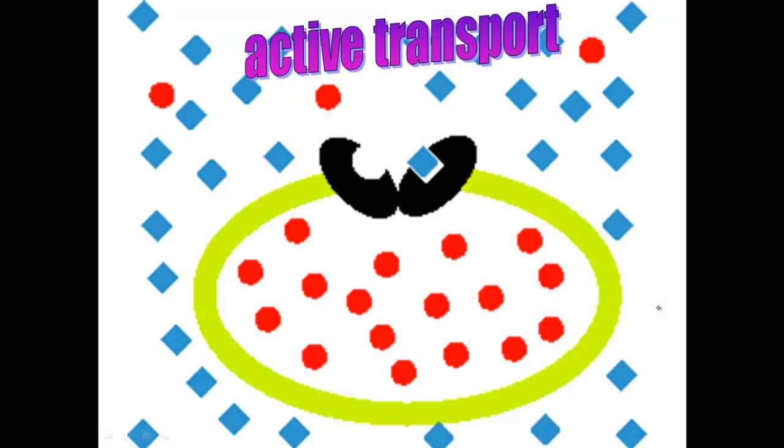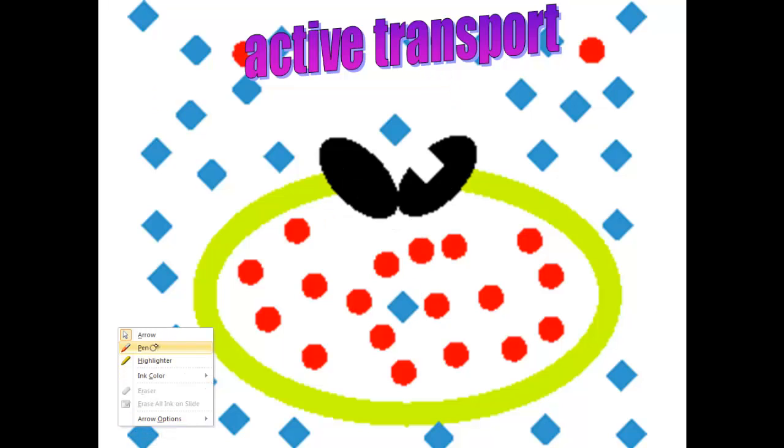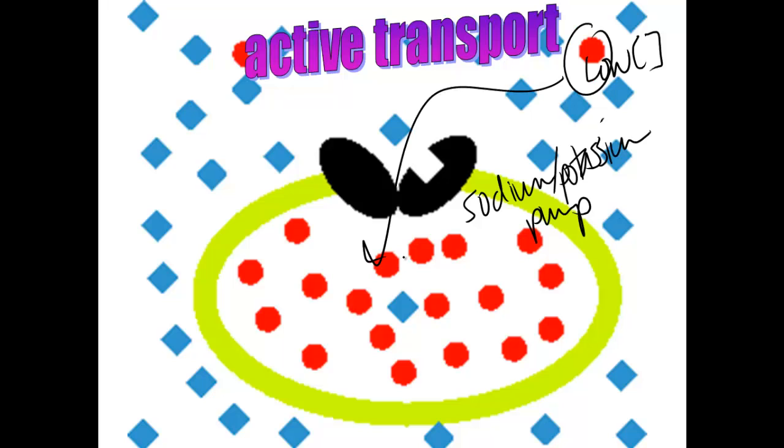So here's an example of active transport. If we just watch, these red molecules are being shoved inside the cell with the help of a protein carrier, even though there's already tons of red molecules inside the cell. We've got a low concentration outside, high concentration inside, but you're still shoving things towards the inside.